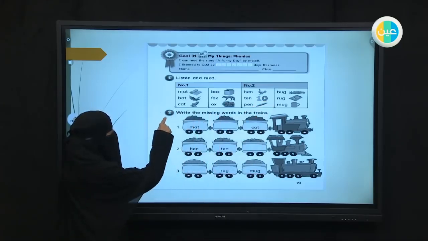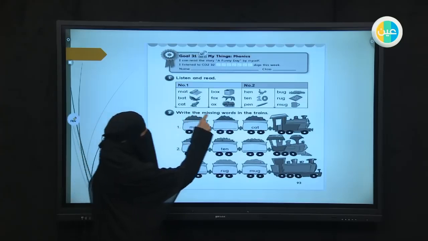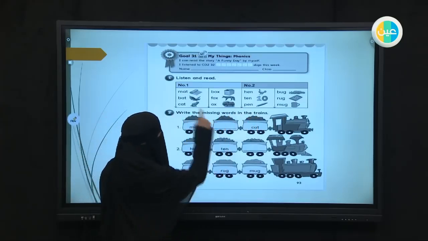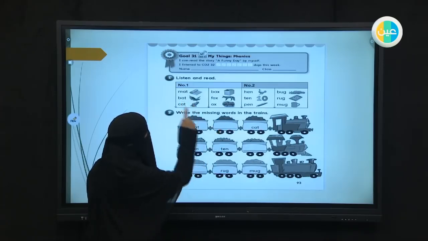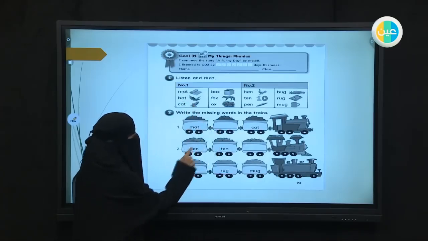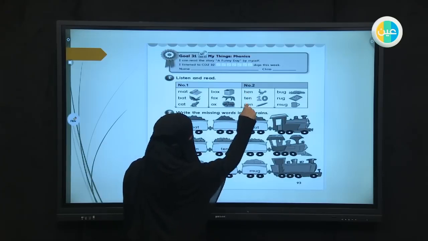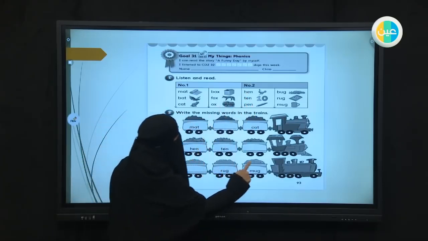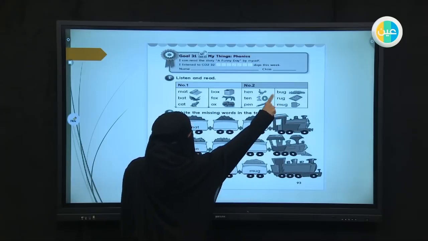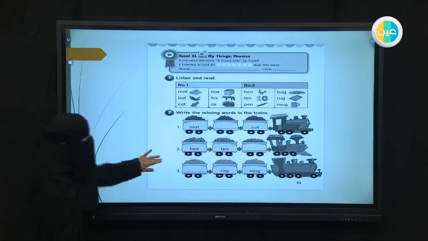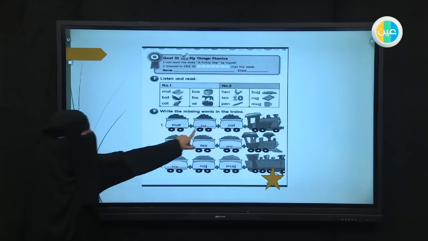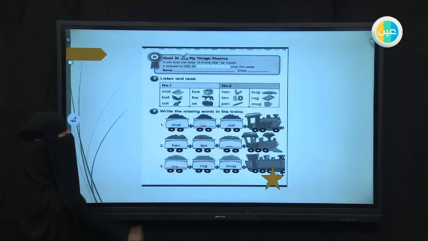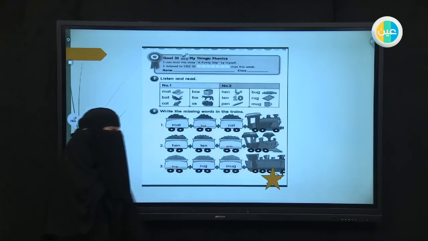Now in exercise number 2, he wants you to write the missing words in the trains. Mat, what is missing? Very good. Bat. Hen, ten, what is missing? Very good. Pen. And here we have rug, mug. So what is missing? Bug. So your answer should look like this. You can write bat, pen, and bug. If you did this correctly, you also deserve a star.